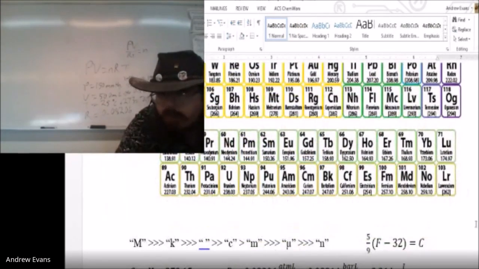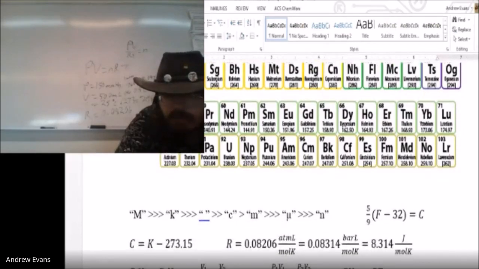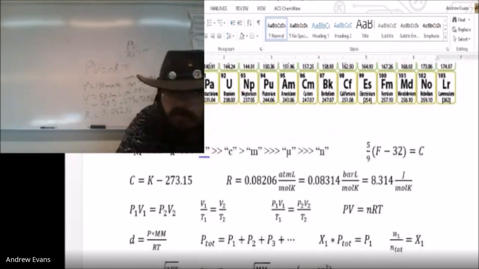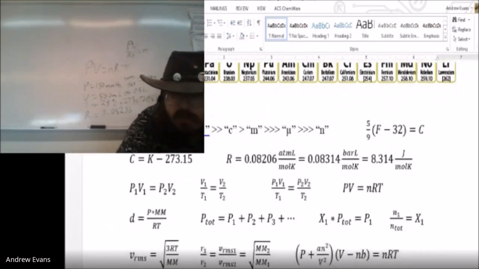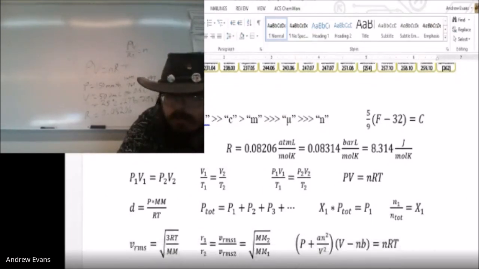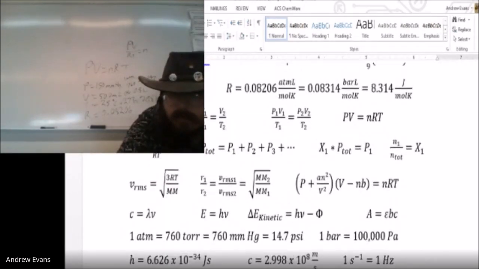The equations you would be given would include your R's. You'd be given P1 V1 equals P2 V2, and V1 over T1 equals V2 over T2, PV equals nRT, your density equation, your basic Dalton's partial pressure equation, mean square velocity, effusion rate, and of course the van der Waals equation. And of course some conversions. So that is all we have. Those are the material that we'll cover for the test.